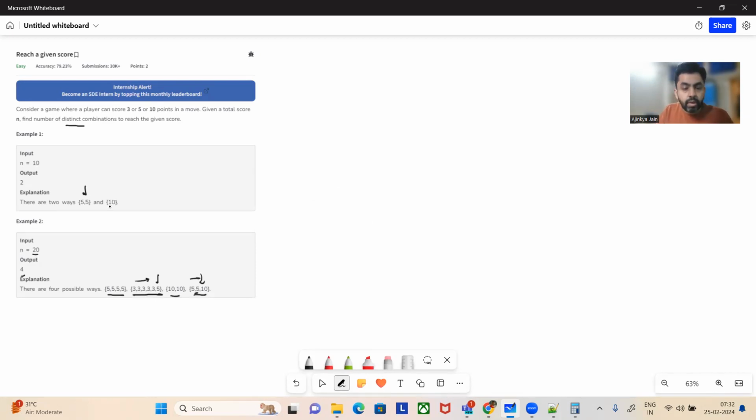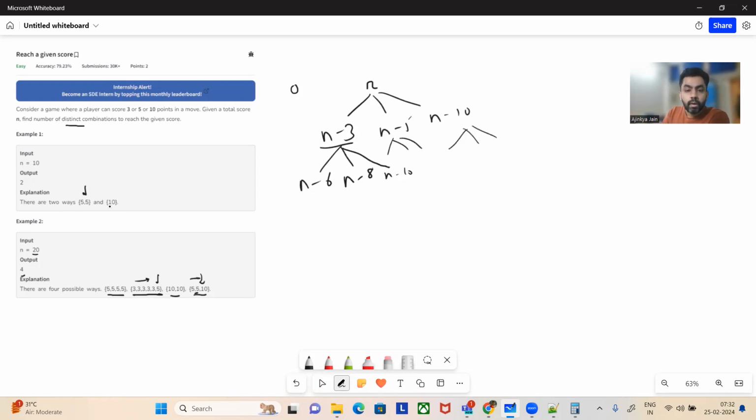So this is what they've asked. Now let's see how we'll solve this problem. This can be solved recursively. For example, if n is given, we can do n minus 3, then n minus 5, n minus 10. Then n minus 3 minus 3, which is n minus 6, n minus 3 minus 5, which is n minus 8, n minus 3 minus 10. Like that, there can be a number of combinations.